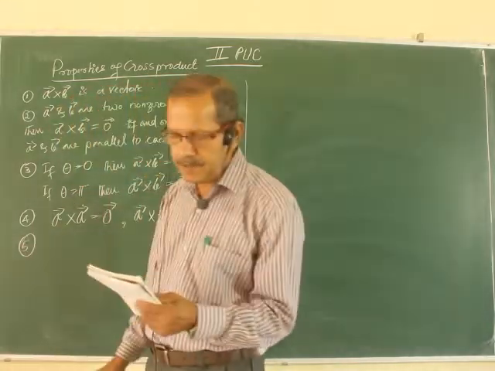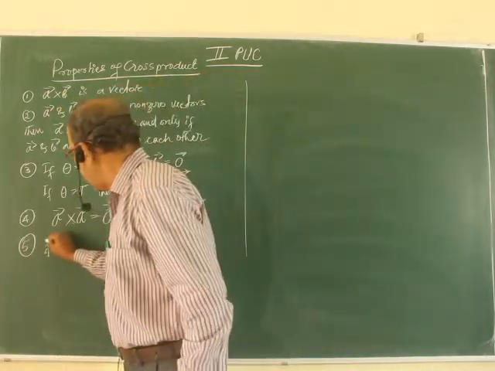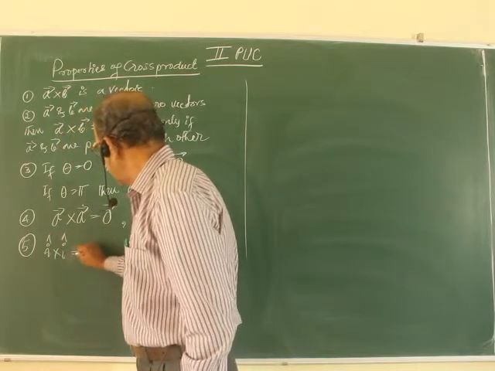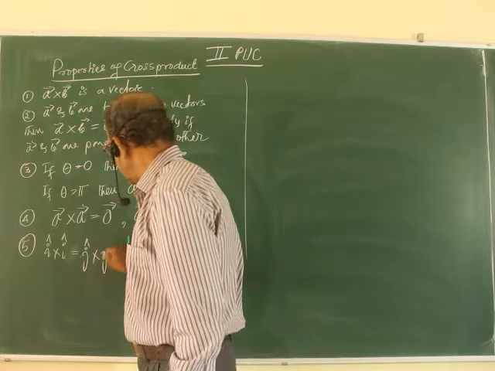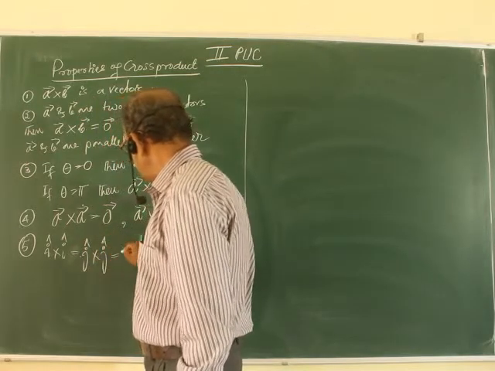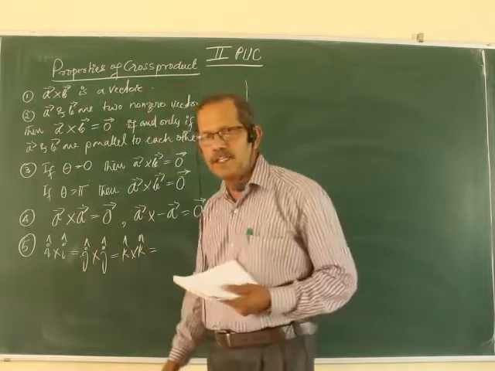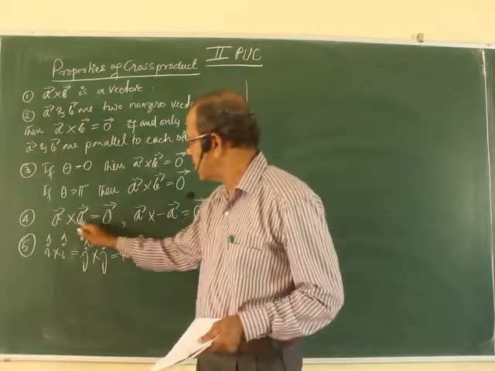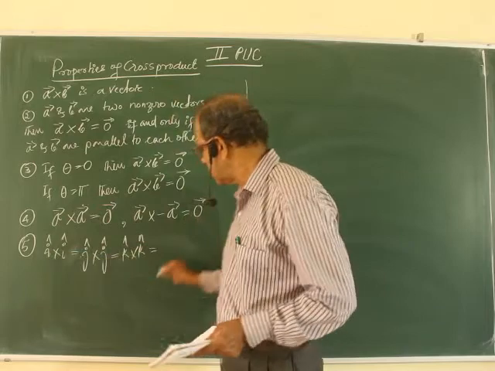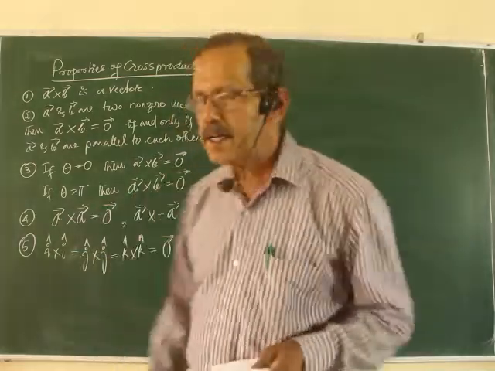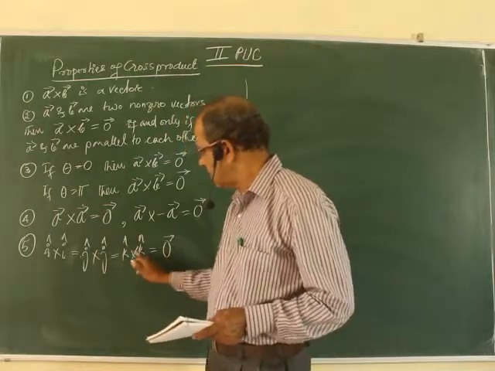Property number 5. I cross I equal to J cross J equal to K cross K. Is it necessary to tell anything about this? No. A cross A is 0, I cross I means 0. All are equal to 0. J cross J is 0, K cross K is 0.